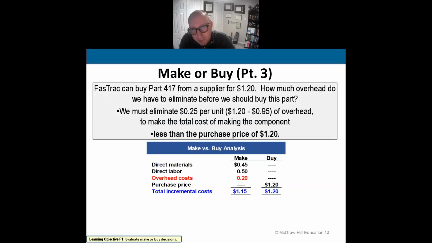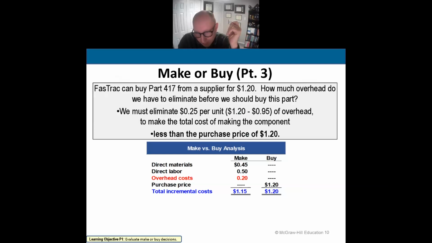Now I need to make a decision, should I buy it or should I make it? Well, here's a couple of things I want you to consider. If I buy it, I can buy it for $1.20. Now, if that was the only information you had, $1.45 versus $1.20, you would say, yeah, I'll buy it. That makes sense because it costs less to buy it than it would to make it. $1.45 to make it, $1.20 to buy it.